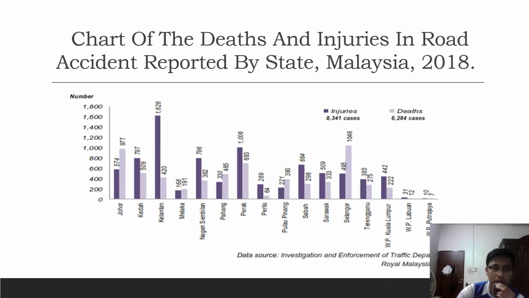This is the chart of the deaths and injuries in road accidents reported by state in Malaysia around 2018. We can see Johor, Kedah, Kelantan, Negeri Sembilan, Perak and Selangor record among the highest number of injuries and deaths involving motor vehicle accidents. Meanwhile, Wilayah Persekutuan Labuan and Putrajaya record the lowest motor vehicle accidents in their states.